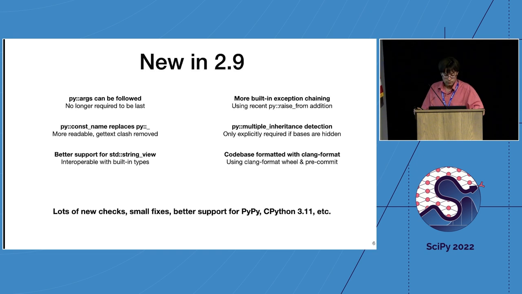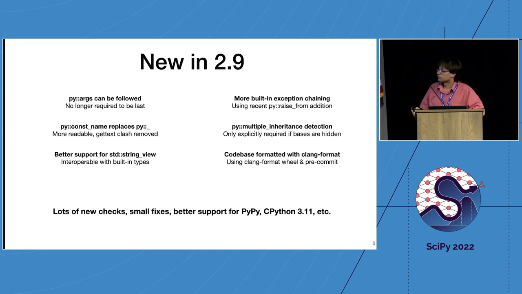And then in 2.9, we actually added support for putting py::args wherever you want. So it works just like Python now, where you can put py::args to collect all of the arguments, and things after that are keyword only. We did a major rename here. So if you're using the single underscore, that's not a very good name for things. So we renamed that to const_name. The old one is still available unless you're defining this as a macro, like if you're using gettext. And we have a variety of other things. Again, there's a lot of things going on behind the scenes.